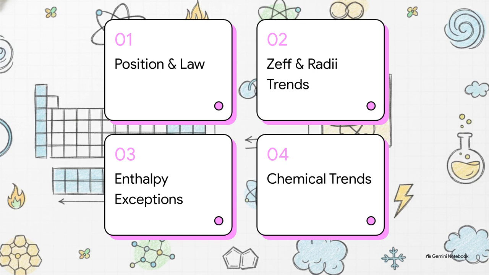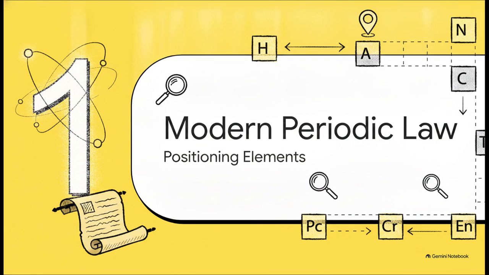Okay, here's our roadmap for today's explainer. We're covering position determination and periodic law, Zeff and radii trends, enthalpy exceptions, and finally, chemical trends. Let's jump right into Section 1, Modern Periodic Law and Position Determination.